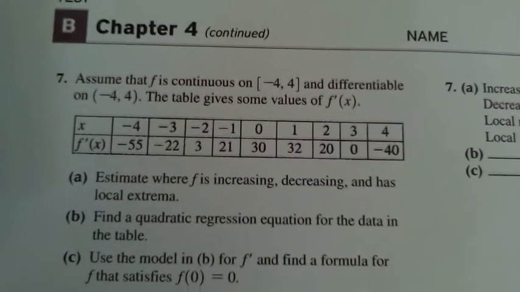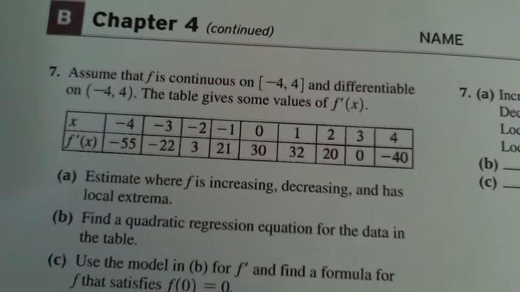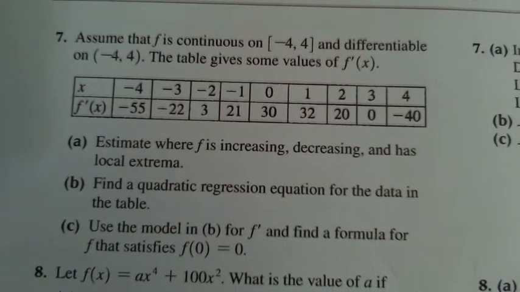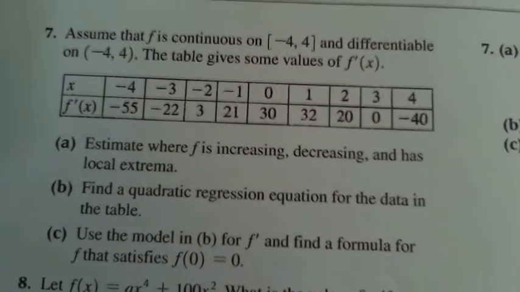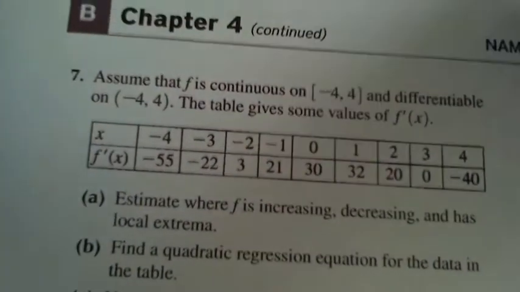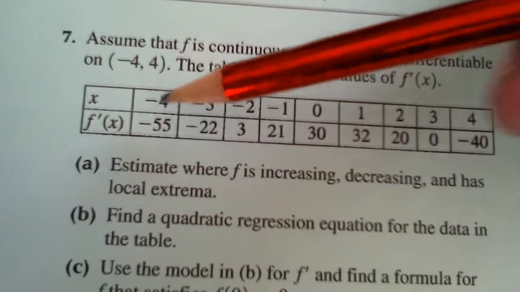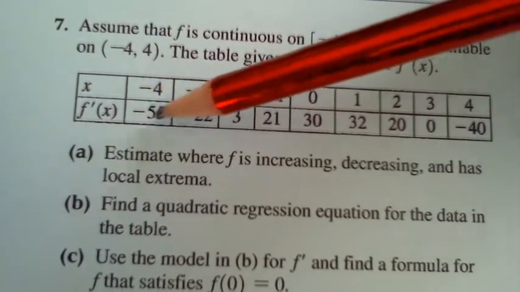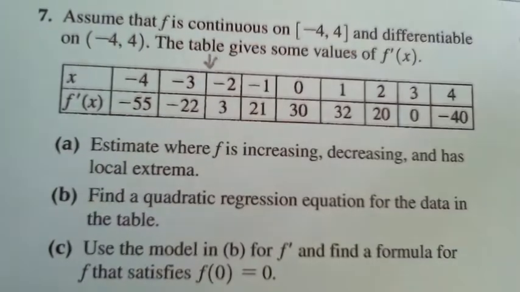Now, assume that f is continuous on -4 to 4 and differentiable on -4 to 4. The table gives some values of f prime of x. Estimate where f is increasing, decreasing, and has local extrema. All right. So this is f prime. So any place that f prime is negative, that means we're decreasing. So we're decreasing, getting more and more negative, but then all of a sudden we're increasing. So let's say in between here is when we switch over.